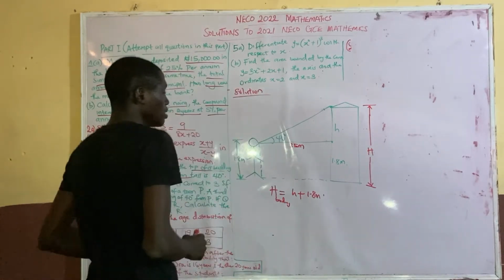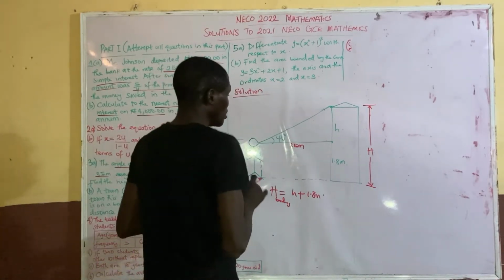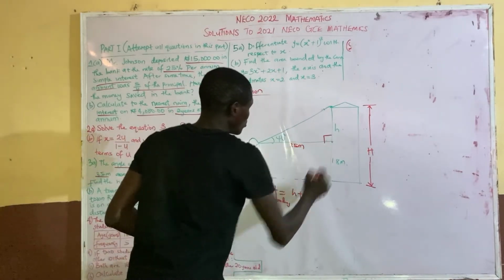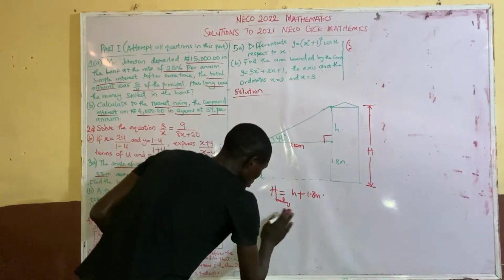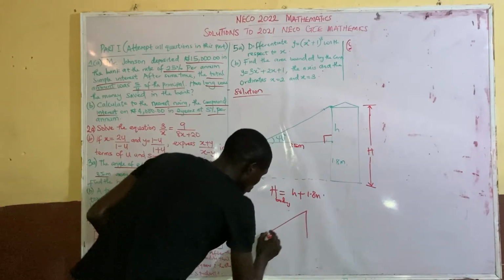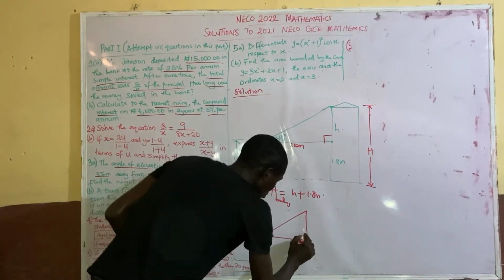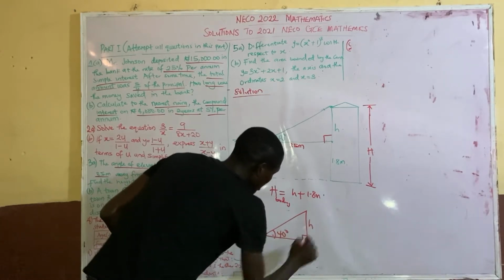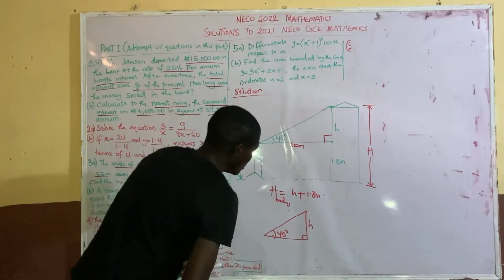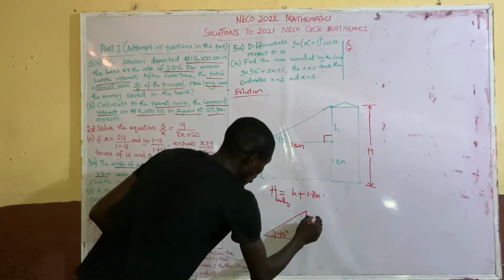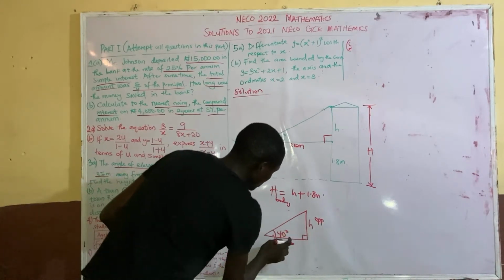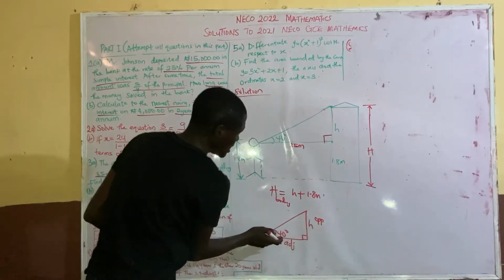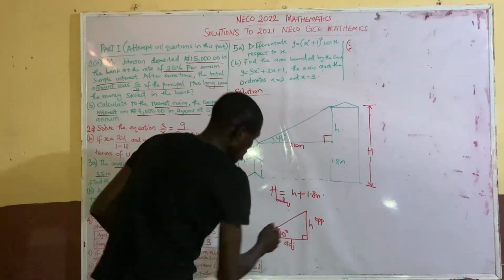So now, how do we get this h? Consider the right angle triangle that is here. In the right angle triangle, we have 40 degrees and we have small letter h. This one is the opposite. This is the adjacent. Why is it opposite? This is the side facing the angle. That's why it's called opposite. So this is the adjacent.